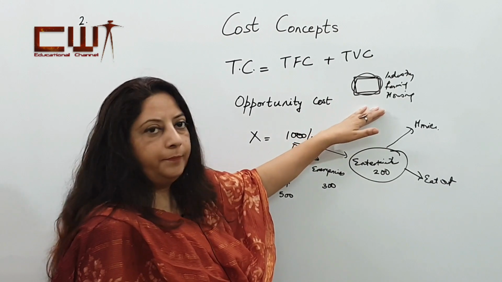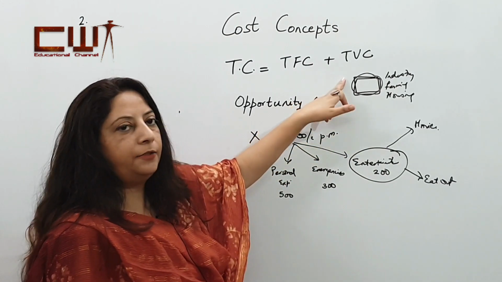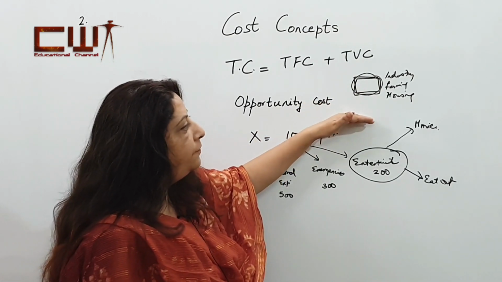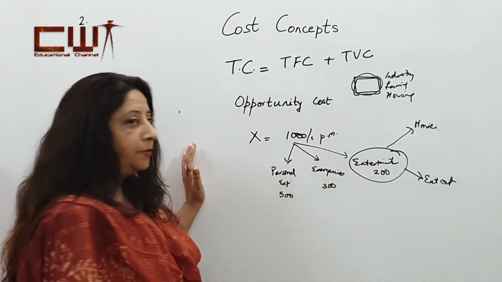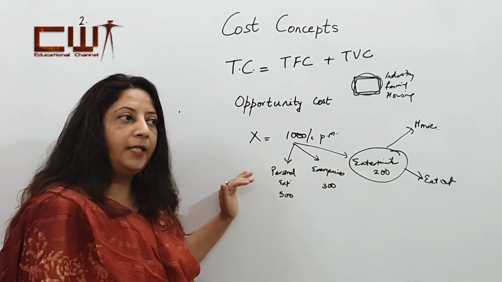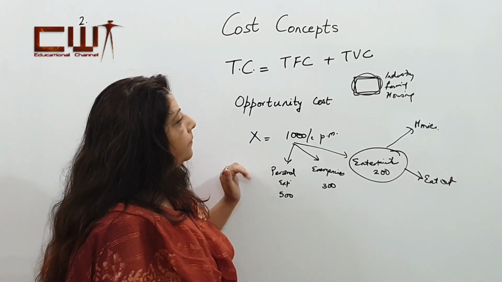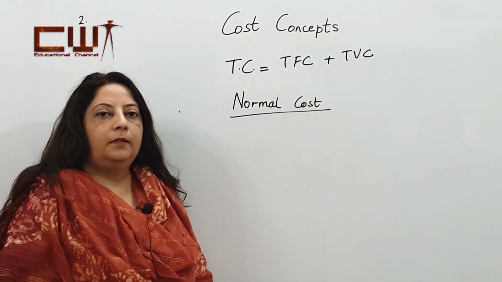Maybe the person could do just farming, but now he is not doing the farming, but he is planning to set up the industry. So the opportunity cost becomes the cost of the item which is foregone. So opportunity cost means the next best alternative which is foregone to produce a certain product. I hope you are all clear with your cost concepts now.